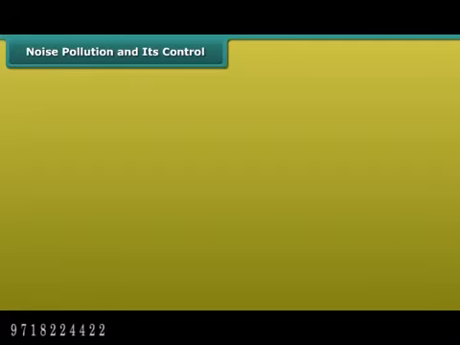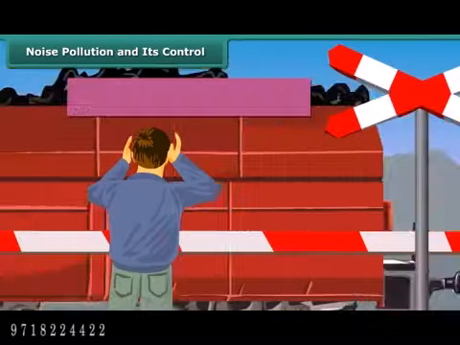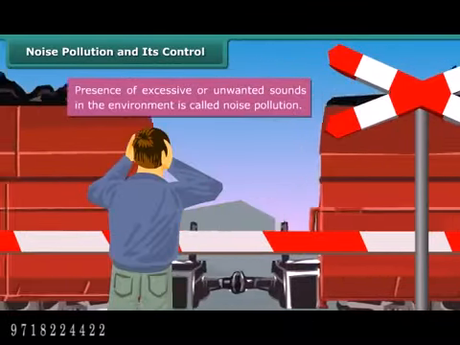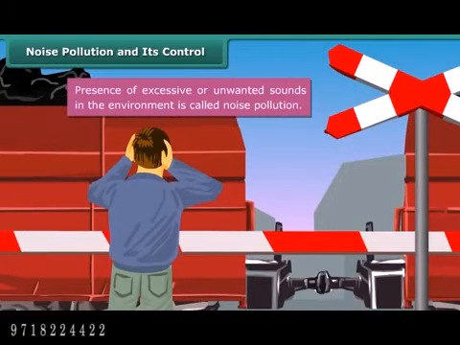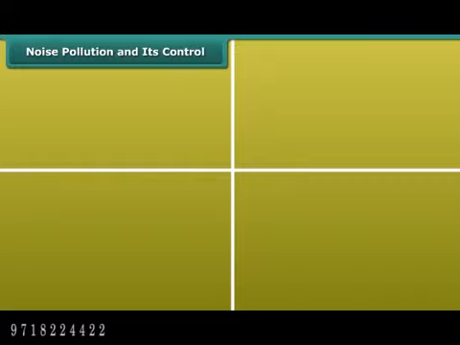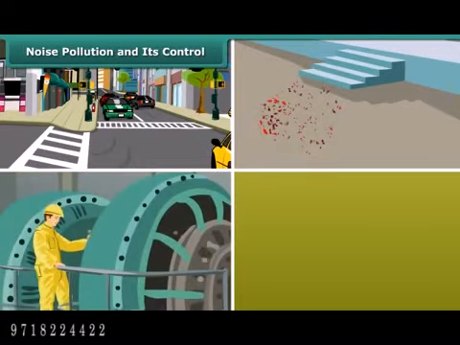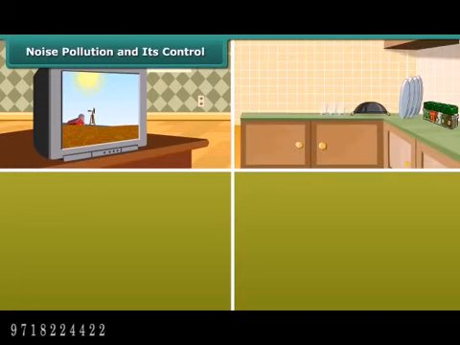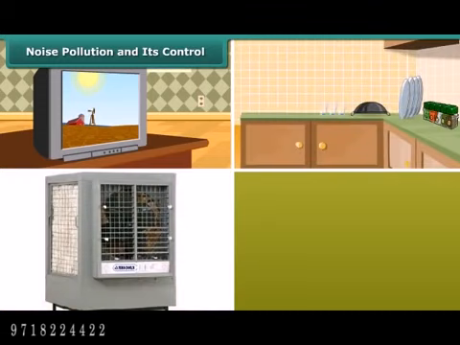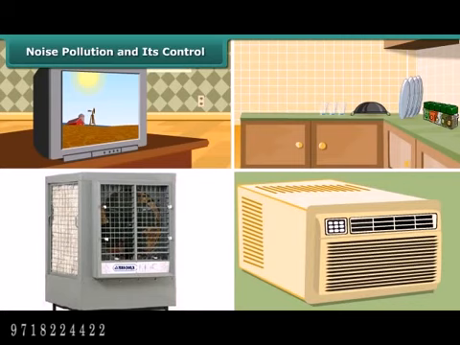Noise pollution and its control. Presence of excessive or unwanted sounds in the environment is called noise pollution. The major cause for noise pollution is sounds of vehicles, explosions including bursting of crackers, machines, loudspeakers, etc. Television and transistor radio at high volumes, some kitchen appliances, desert coolers, air conditioners all contribute to noise pollution.